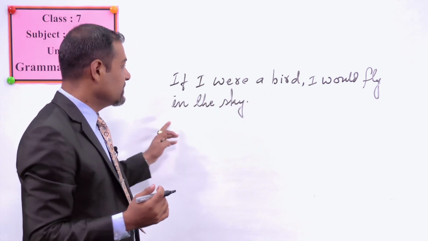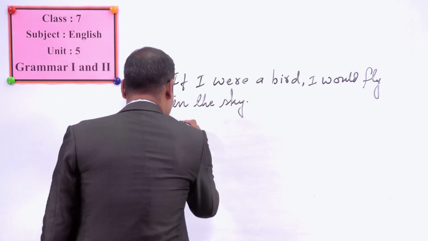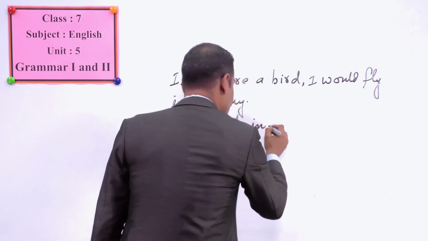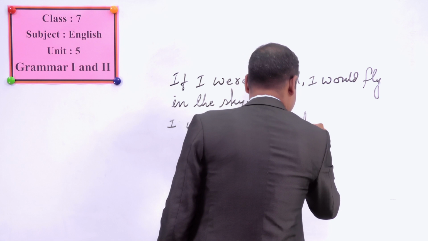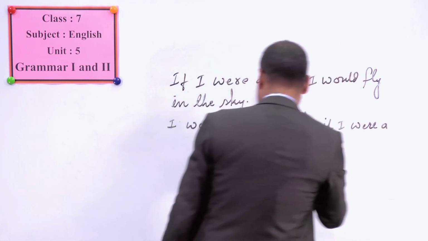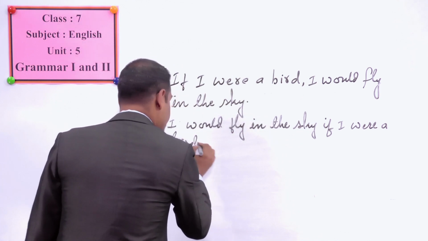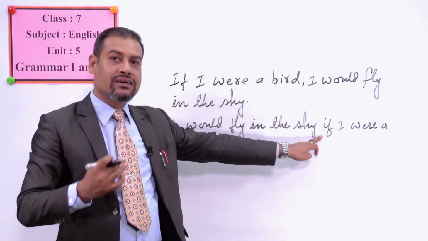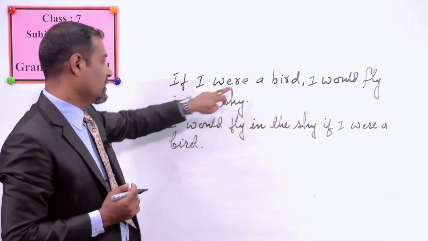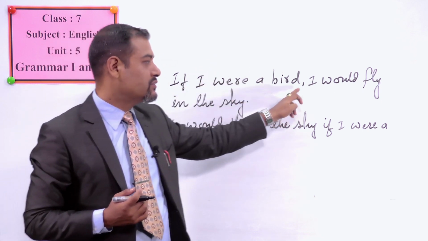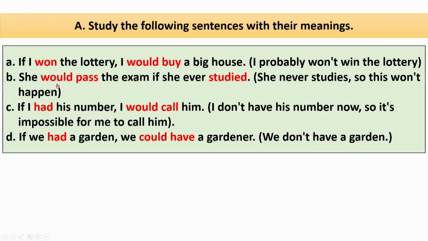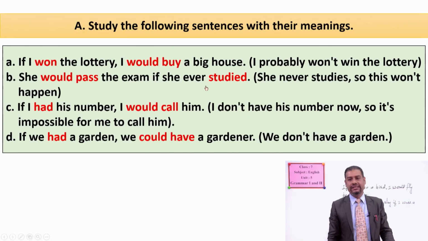Now if you write this sentence in this way, I would fly in the sky if I were a bird. Now here, if is written in the second part of the sentence. So before if, we don't use a comma. But if we use this if clause in the first part of the sentence, then we have to use a comma there. Okay, notice it.